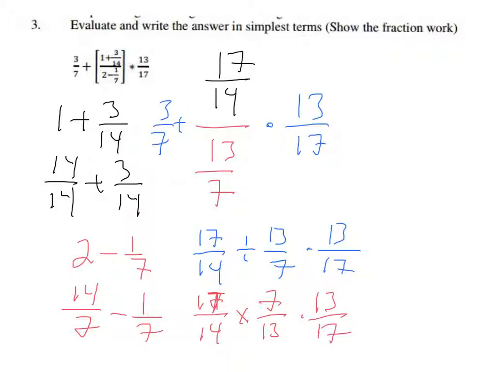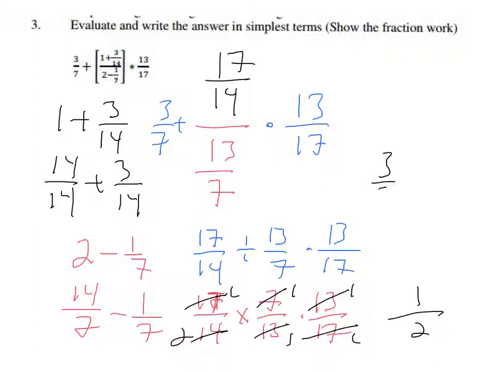And then 7 goes into 14 twice. That 17 cancels that 17. That 13 cancels that 13. So I've got a whole bunch of 1s on top. So 1 times 1 times 1 is 1. And 2 times 1 times 1 is 2. So that leaves me with 3/7 plus 1/2. Got to get common denominators, which is 14. So this is 6 over 14 because I multiplied by 2 over 2. And that's 7 over 14 because I multiplied by 7 over 7. And you add those, that gives you 13 over 14.